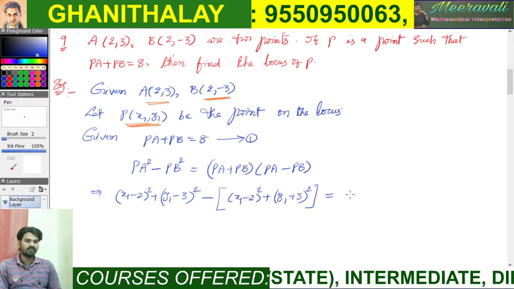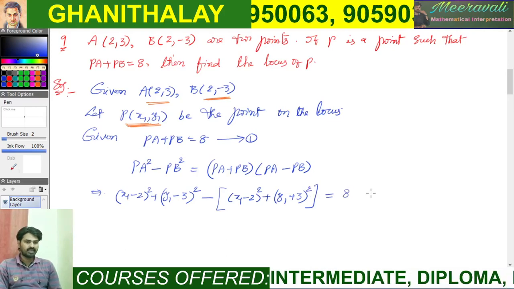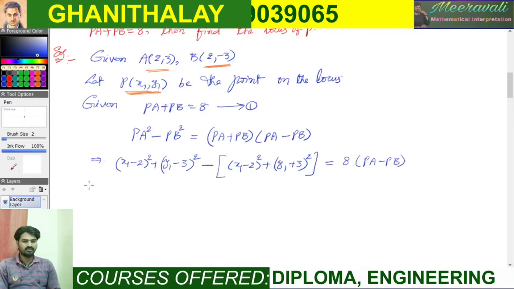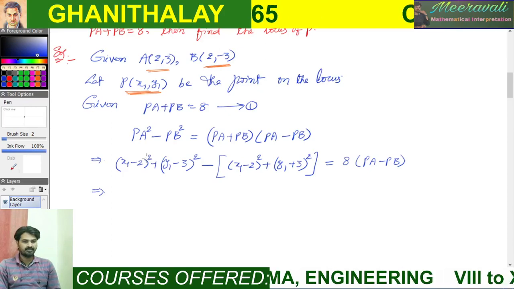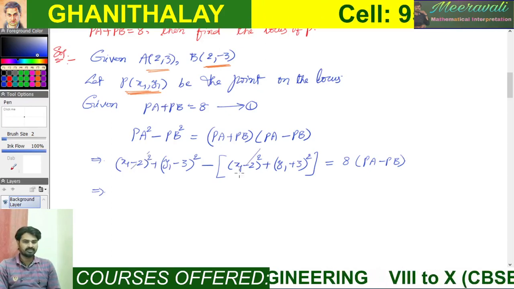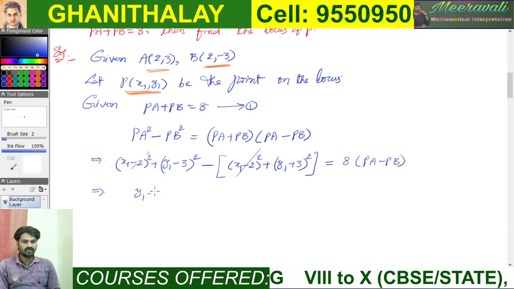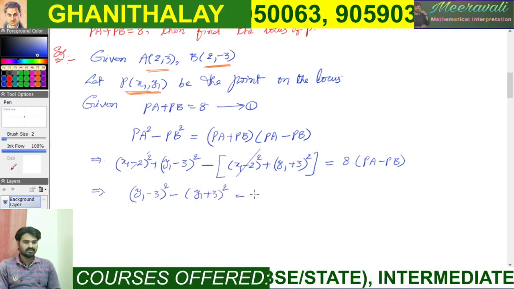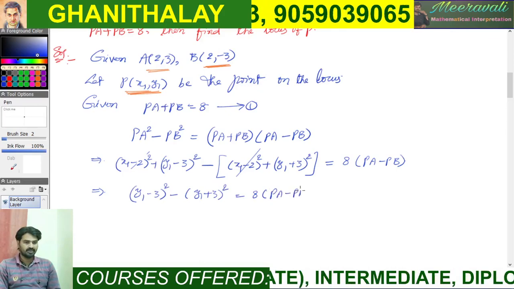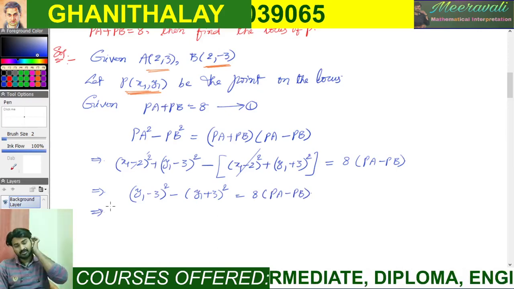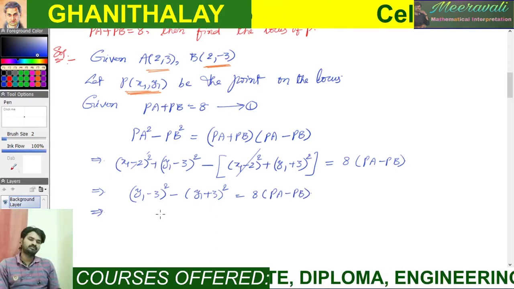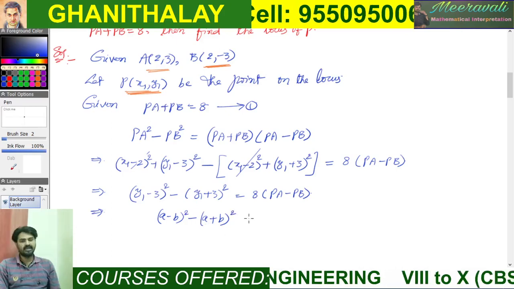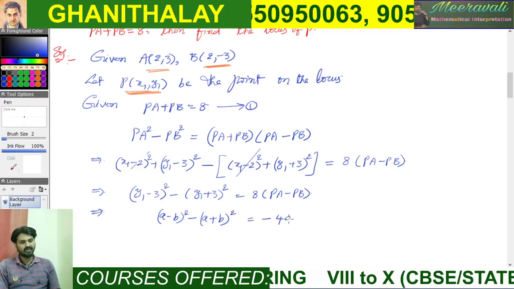Now PA plus PB, how much here? From equation 1 this value is 8, next into PA minus PB. Now finally if you simplify here, if you expand the minus value, this one and this one both are cancelled. Now y1 minus 3 whole square minus y1 plus 3 whole square is equal to 8 into PA minus PB. So this is of the form A minus B whole square minus A plus B whole square. What is the formula? If you expand this one, you will get minus 4AB as the answer.